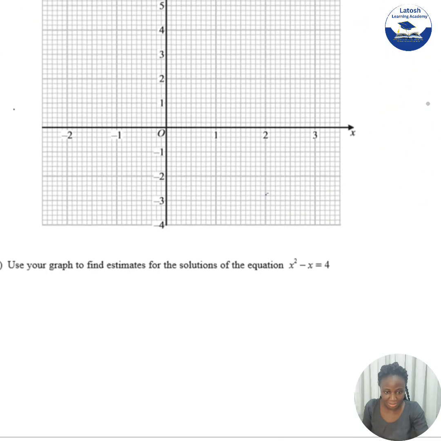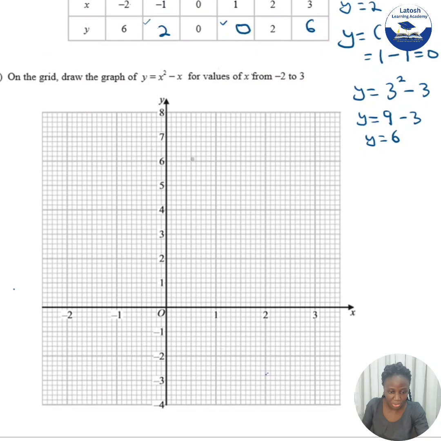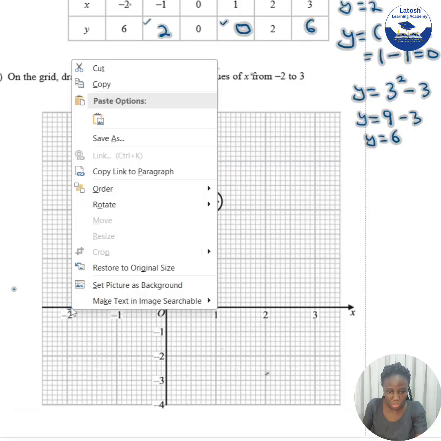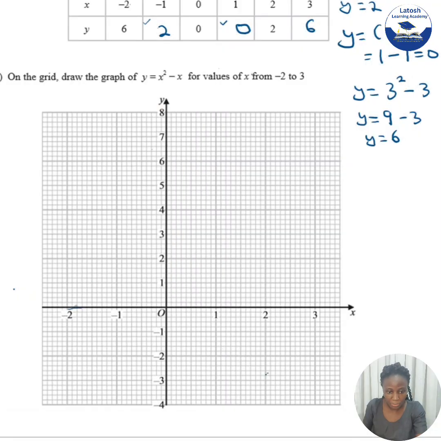In drawing the graph, we are going to be tracing the points one after the other. When x is -2, y is 6. This horizontal line is the x axis, and we trace it to where x is -2. Then you trace it up. When x is -2, our y is 6. Trace it up to the vertical axis where you have 6. So at that point is our graph point.